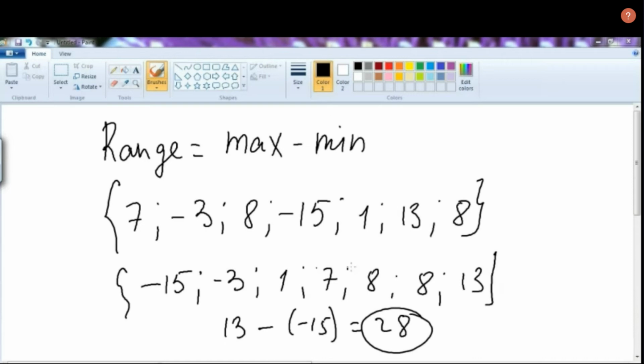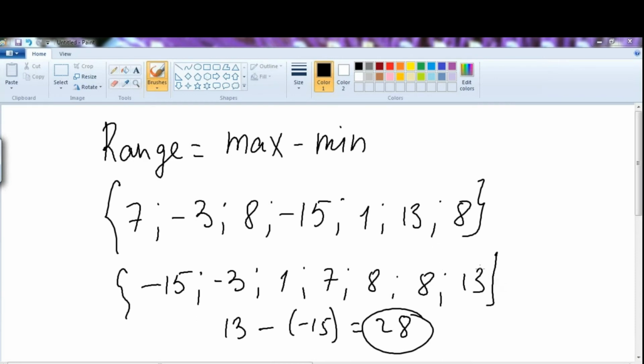In order to find the range of the set of numbers in an easier way, it is better to write them in ascending order. So we will start from the least one, which is -15, and then -3, 1, 7, 8, 8, and 13. So now, as I said before, the range will be the greatest number minus the least number. So in this case, it will be 13 minus -15, which will be 28.